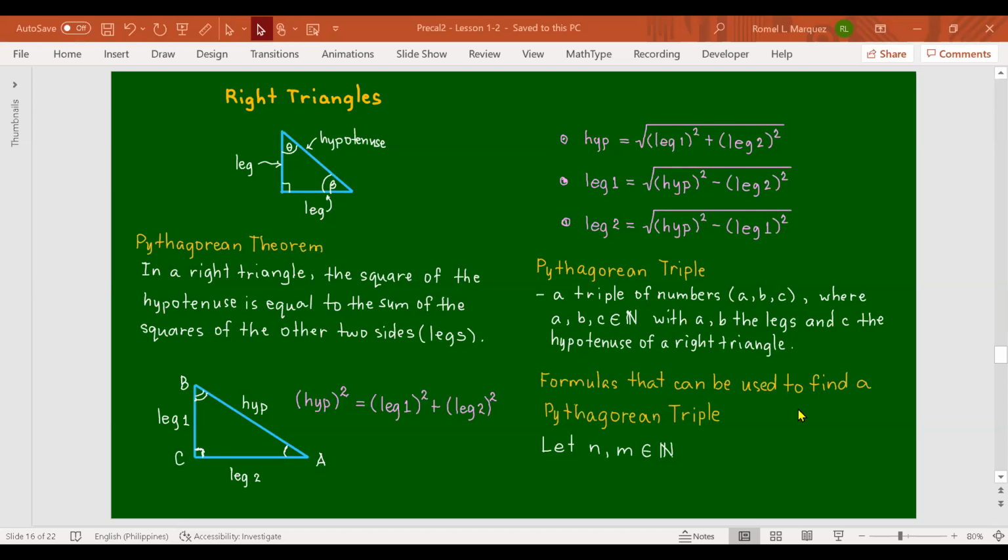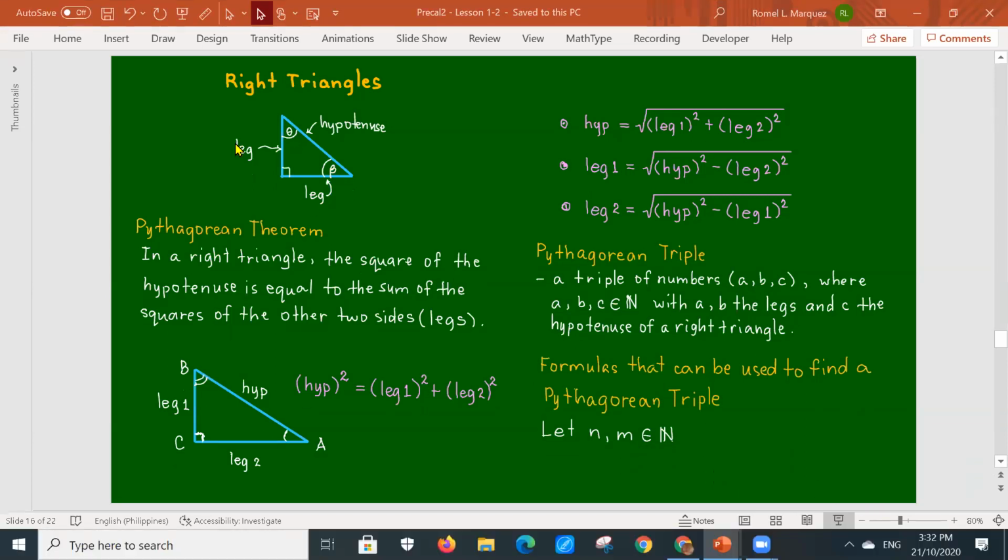So the following formulas can be used to find a Pythagorean triple. Let n and m be positive integers. Again, what are m and n, children? What are n and m? Positive integers or natural numbers, with additional conditions later.